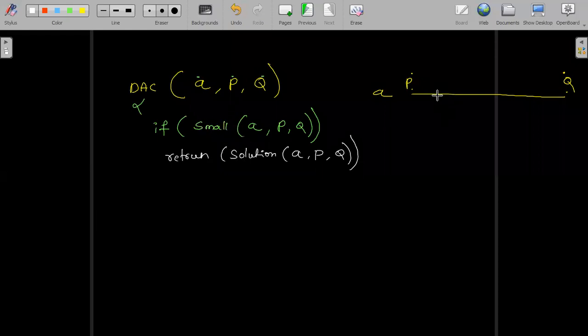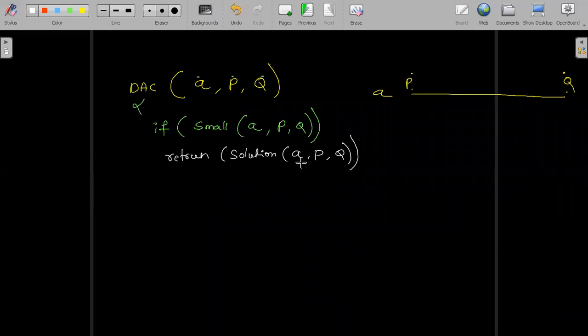If this given array is a small array, what will it do? It will return something. What I am returning is the solution function, saying that this is a small array. So what I am saying is solution A, P comma Q, nothing but array A, index P to Q. I am returning. This one is over.